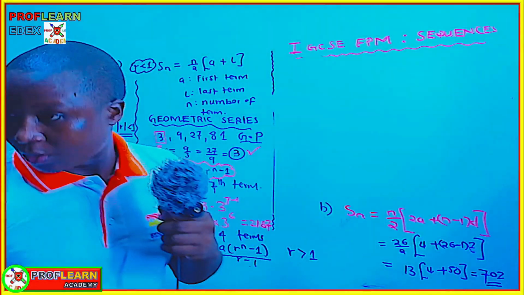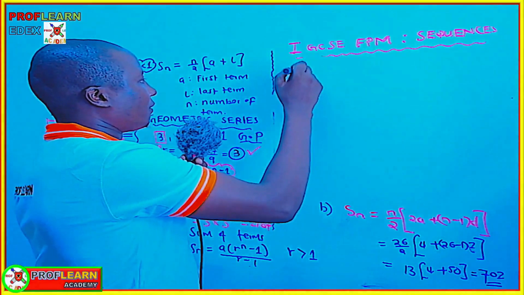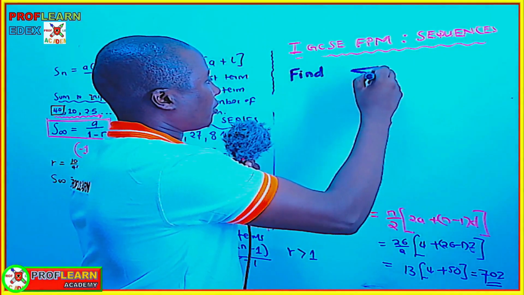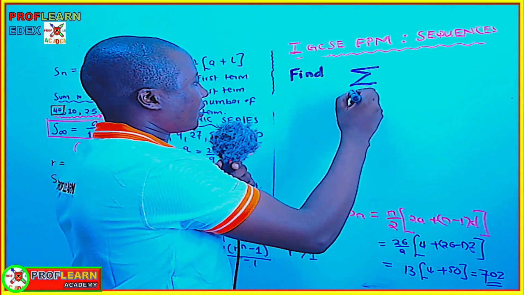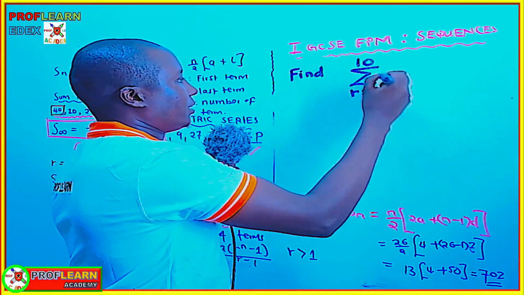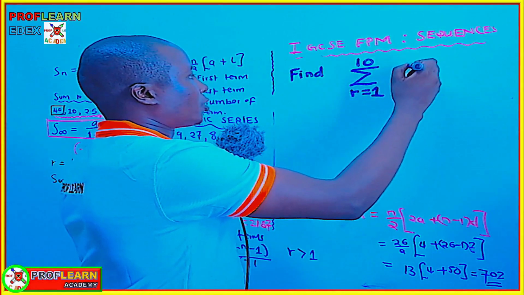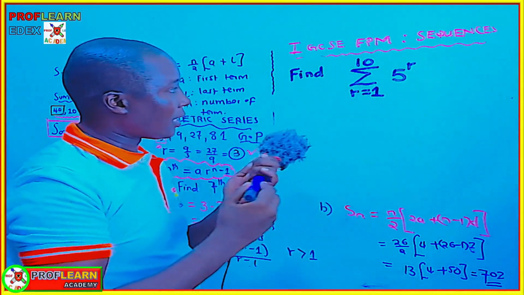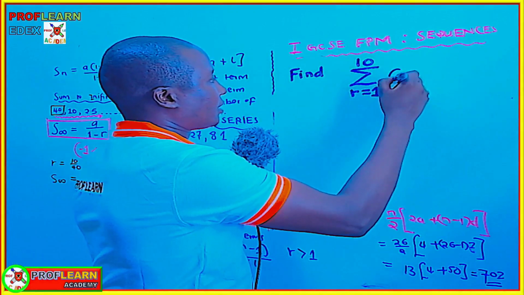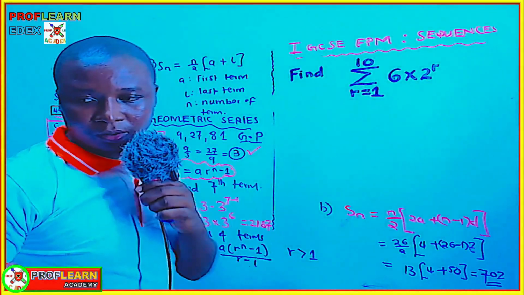So we are going to also talk of this particular sequence whereby you are told to find the summation of, we are having here r equals 1 all the way to 10, where you have 5 raised to power r, and let me just make it a little bit complicated. Let me add 6 here times 2 raised to power r. Now that is beautiful.